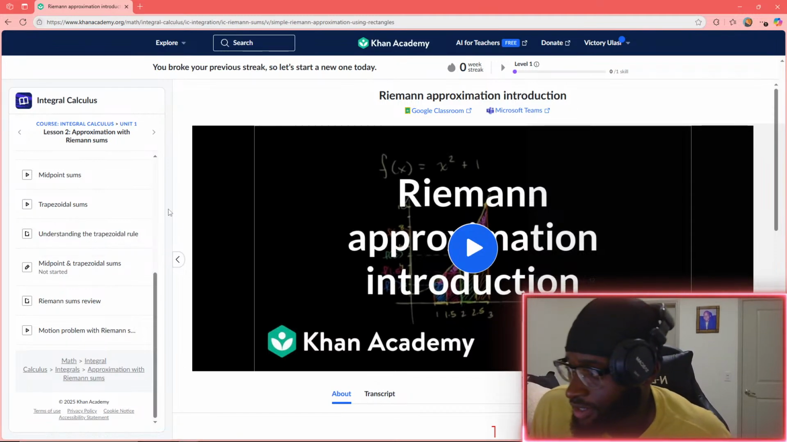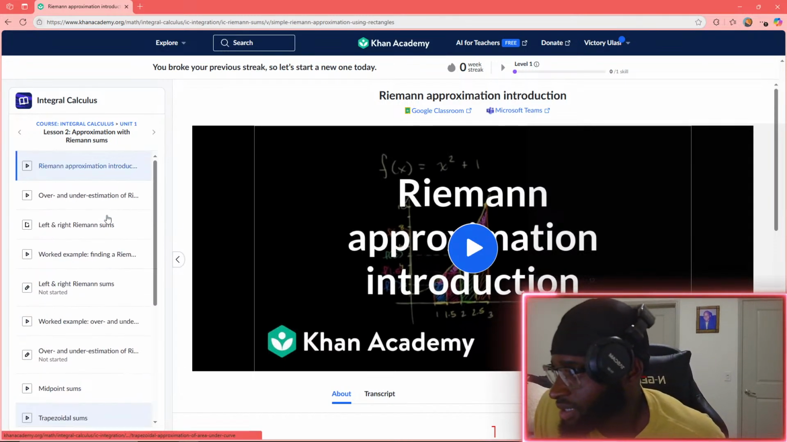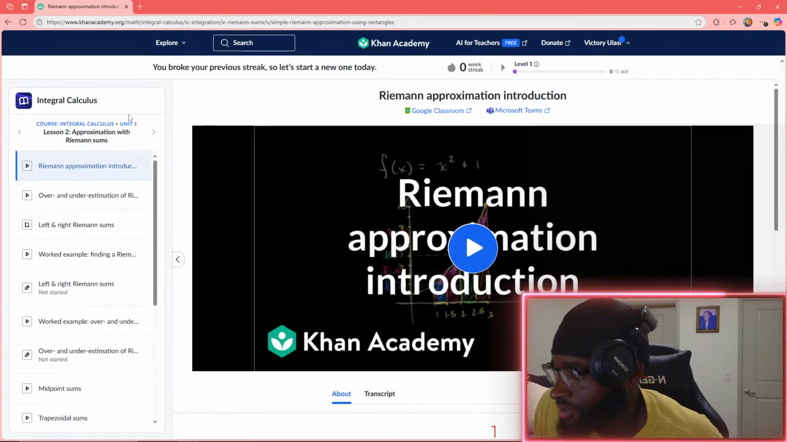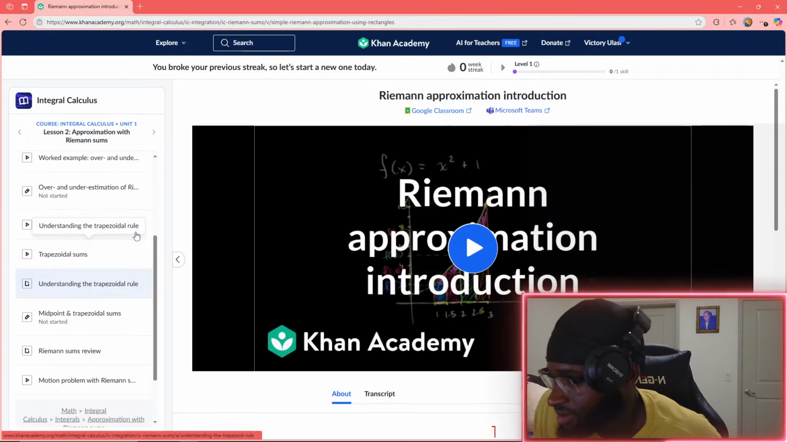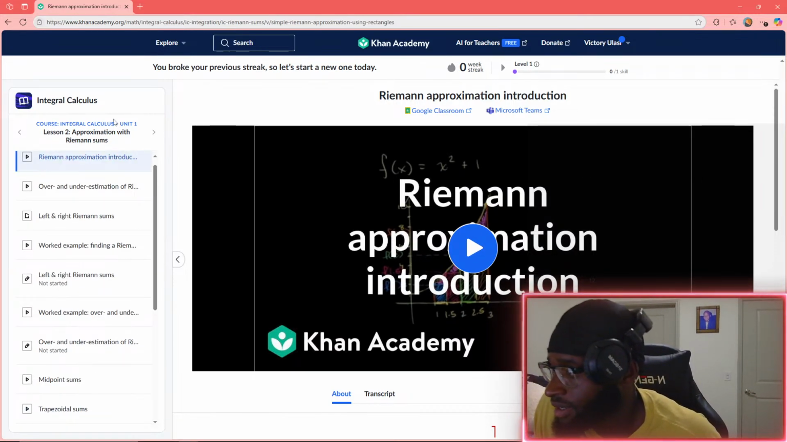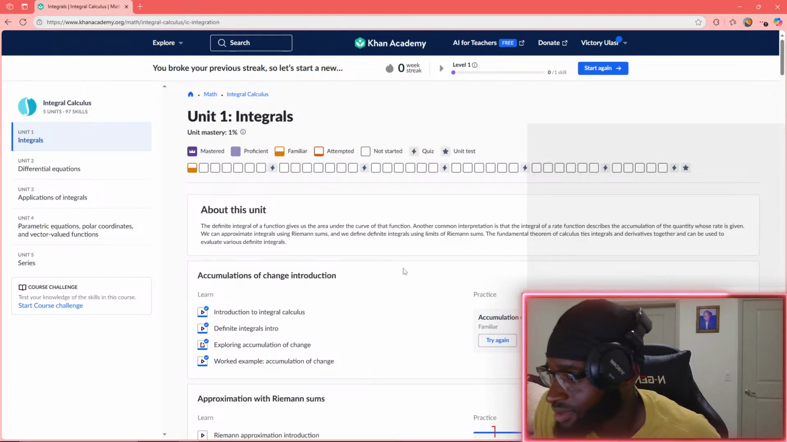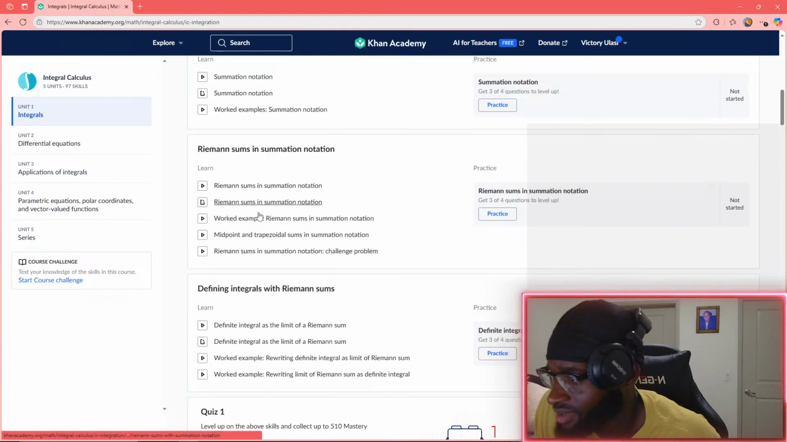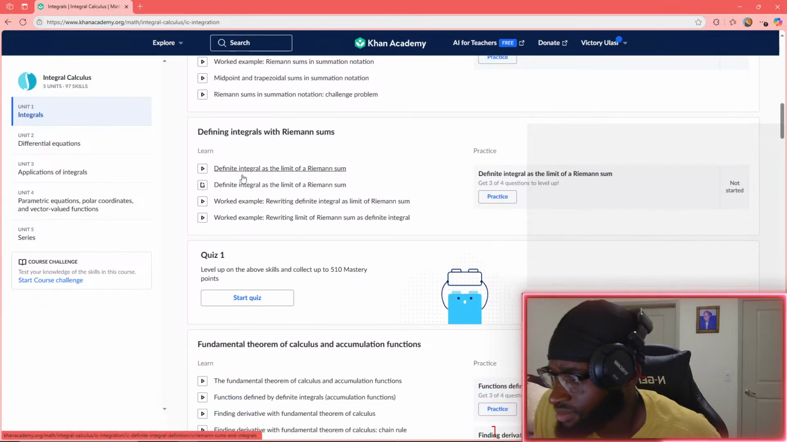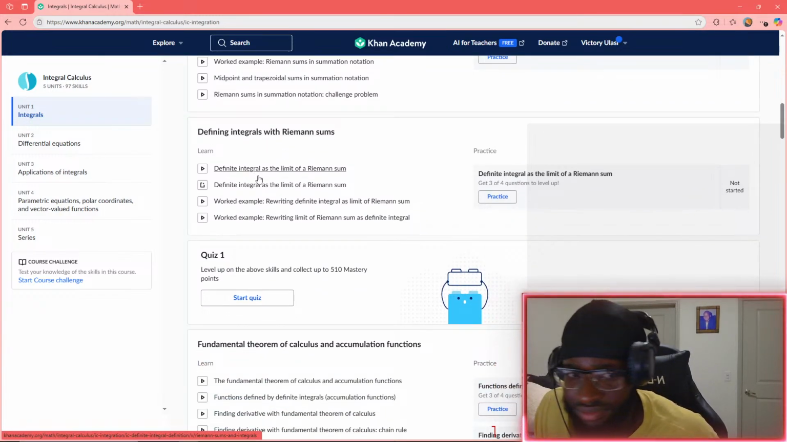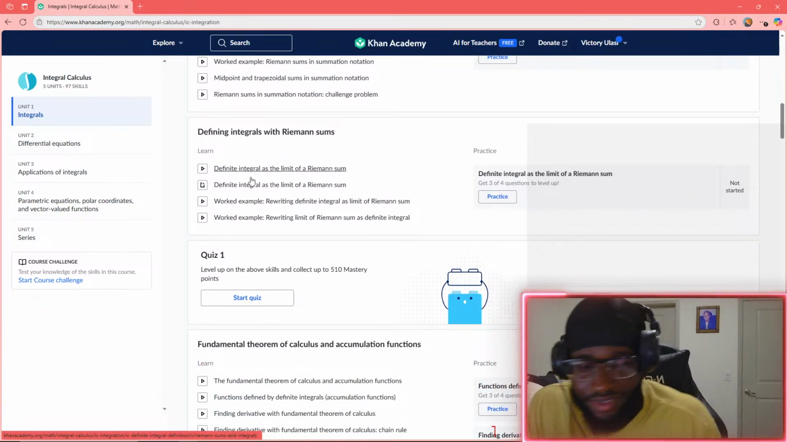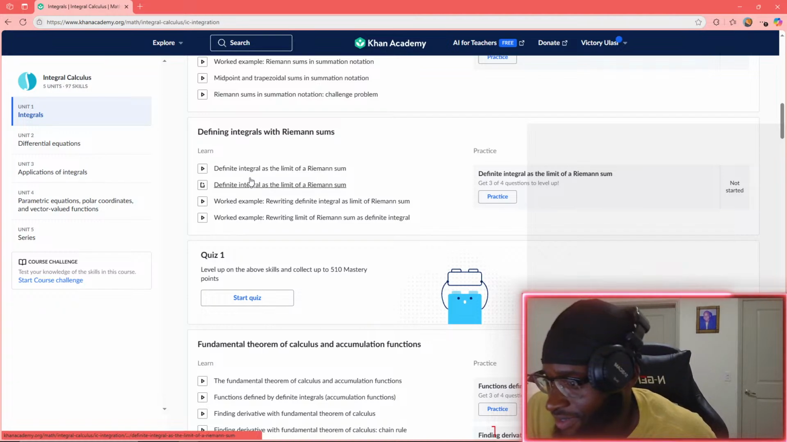I don't want to do all this. I just want to get to the basic integrals part. I need a refresher, not a full course. A bunch of rectangles and triangles.